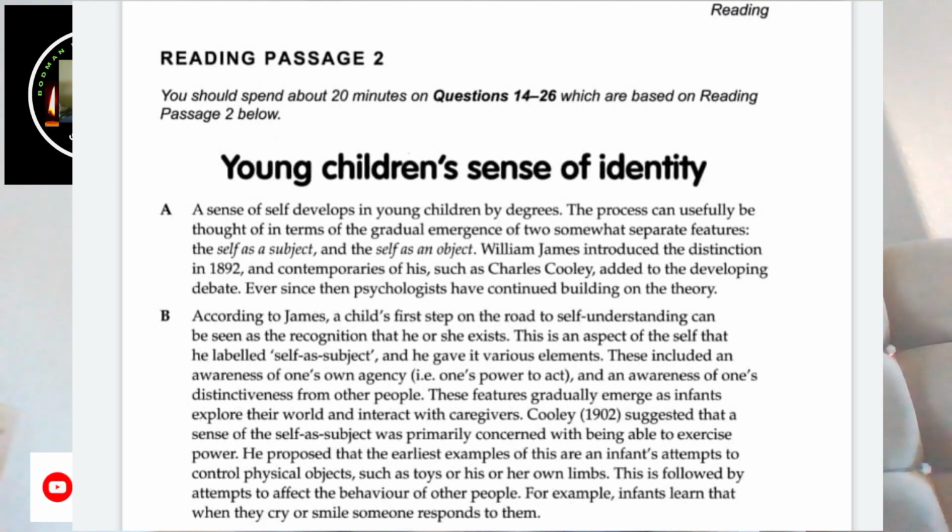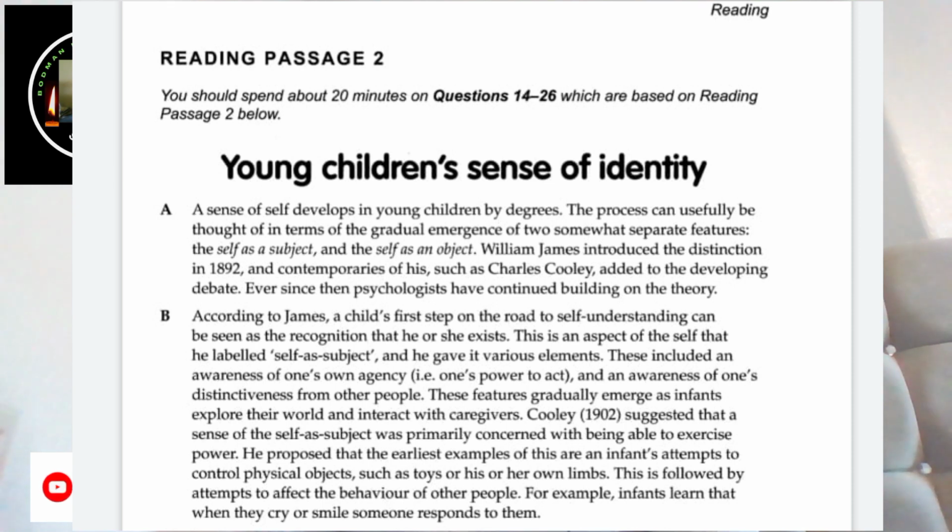You must take note of what James is saying. James can say like 3 or 4 things or 5 things. Take note of them. James said a child's first step on the road to self-understanding can be seen as recognition that he or she exists. That is the child's first step. That's what James is saying.